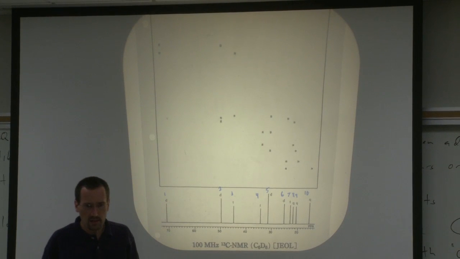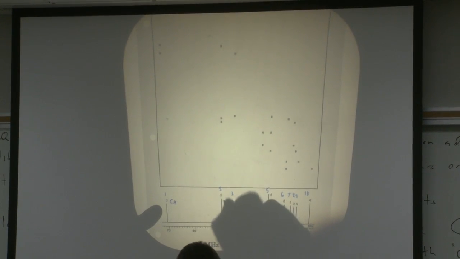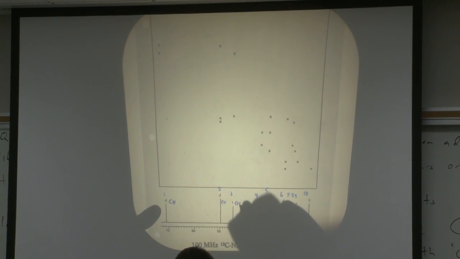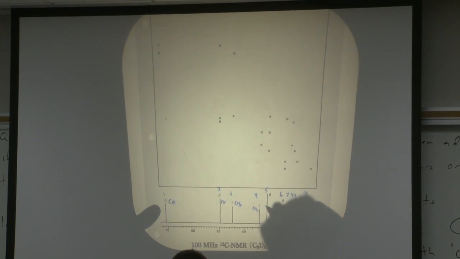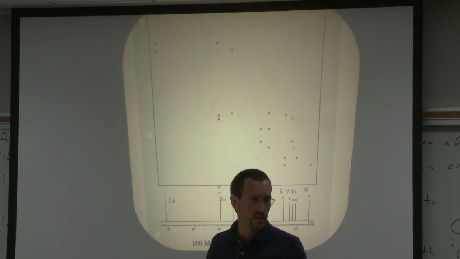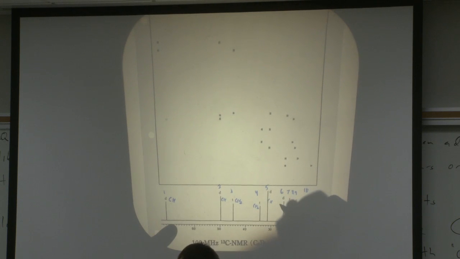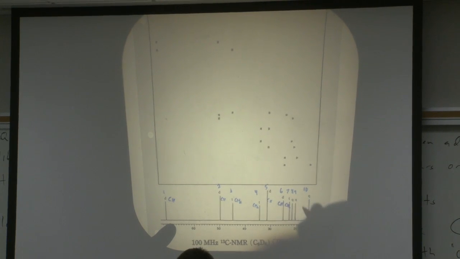So a doublet means CH, a triplet means CH2. You'll still sometimes see this when people report depth data. Sometimes they will report it as D and T for no particular reason, D meaning CH, T meaning CH2, Q meaning CH3, of course. And the rest of these are CH3s.